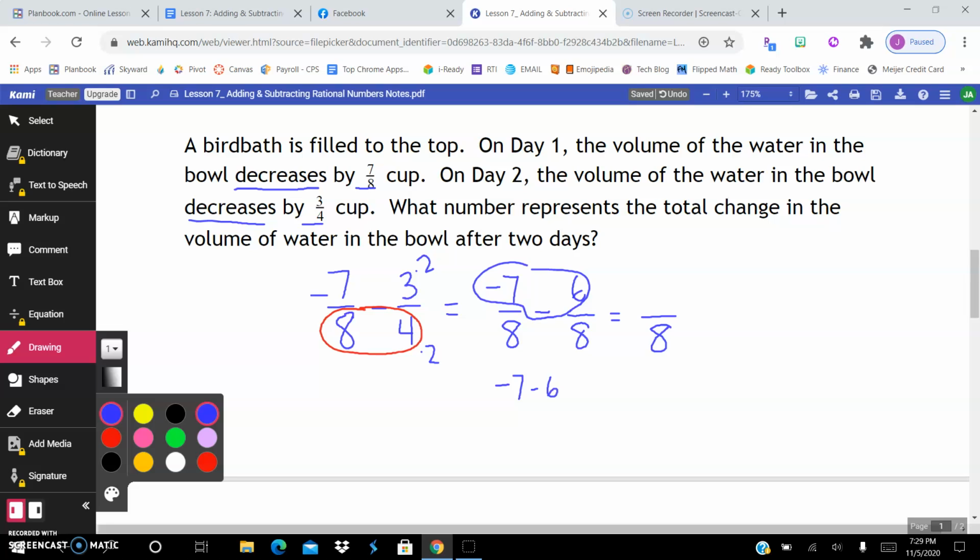And that's just like two negatives. So we would add them. 7 plus 6 is 13, and they're both negative. So my answer is negative. And then I would have to make this proper. How many 8s are in 13? Well, there'd be one of those. That would be 8, and then to get to 13 would be 5 more, and then we keep the 8 as a denominator. So the total change in the water, it went down -1 5/8 of a cup after the 2 days.